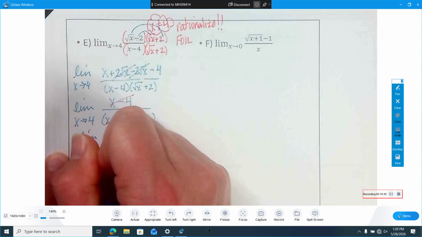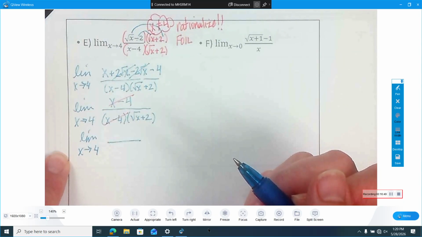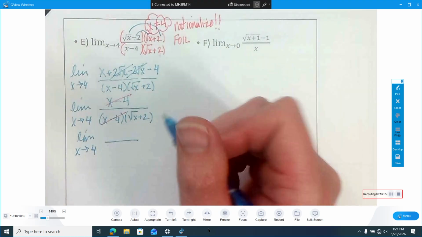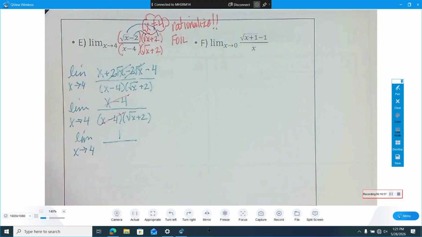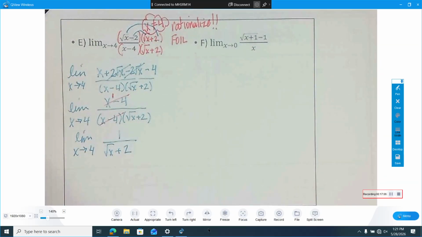I'm left with the limit as x approaches 4. What's in the numerator? What's left in the numerator? 1. Yes. Remember, they don't just go away. They reduce to 1s. All right, and in the denominator, we have radical x plus 2.